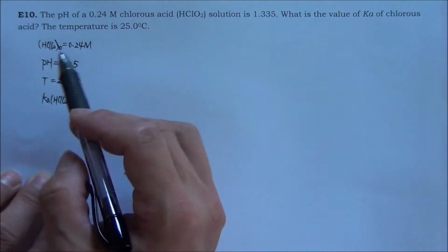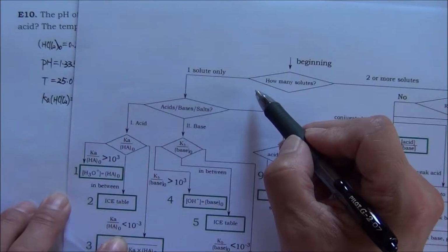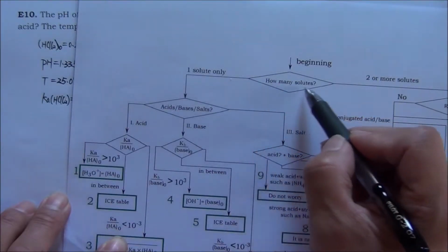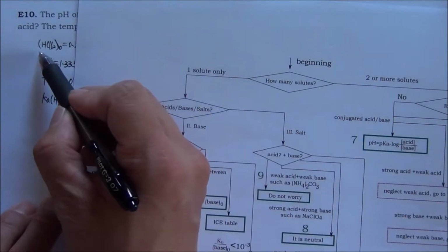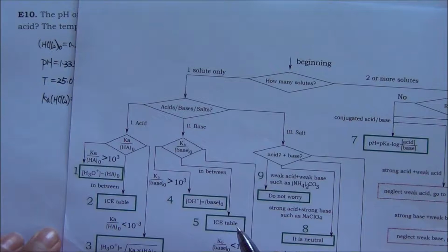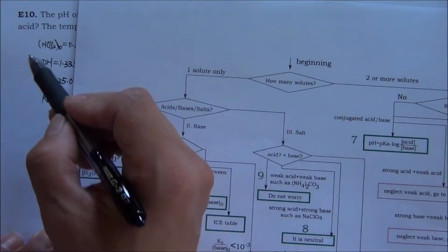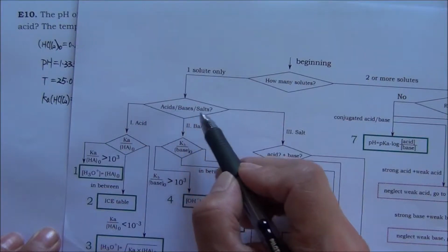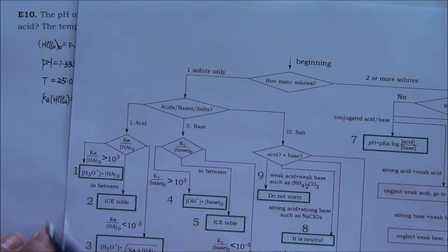This is the summary of this problem. The first step to use the flowchart is to figure out how many solutes are in the solution. Chlorous acid is the only solute in the solution. The next question we have to answer is: is chlorous acid an acid, a base, or a salt? From the name, chlorous acid must be an acid.